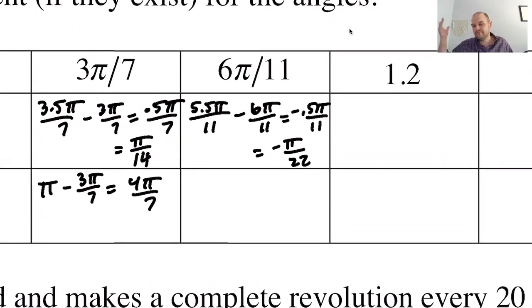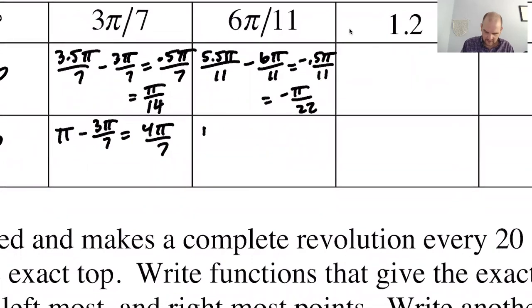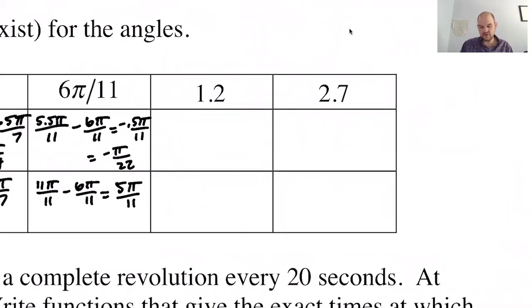It's negative, not a problem. We can have negatives. Here we just need to do 11 pi over 11 minus 6 pi over 11 to give us 5 pi over 11. Straightforward. Now these two columns, do you see a degree sign? I see no degree signs. These are naked radians. There's no pi because they're naked, but they're radians because there's no degree sign.